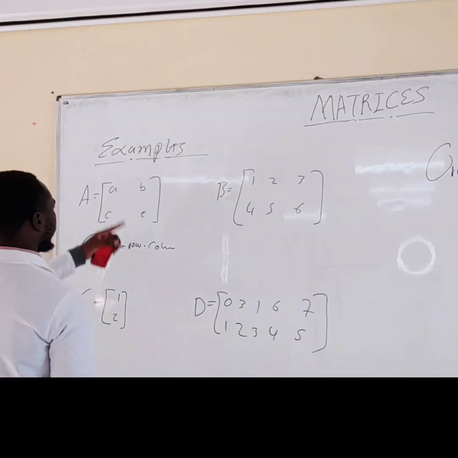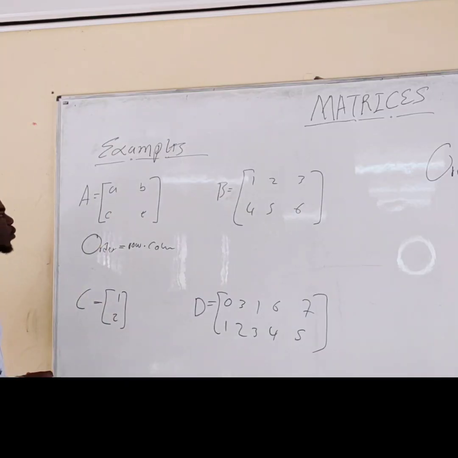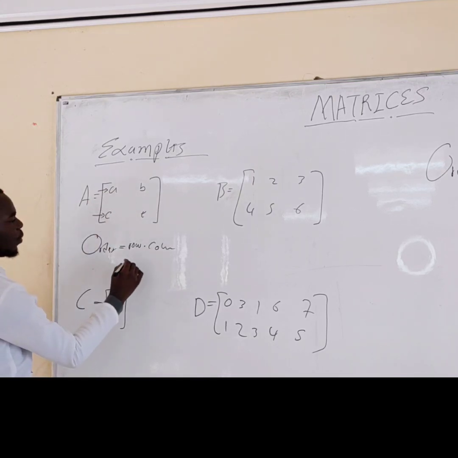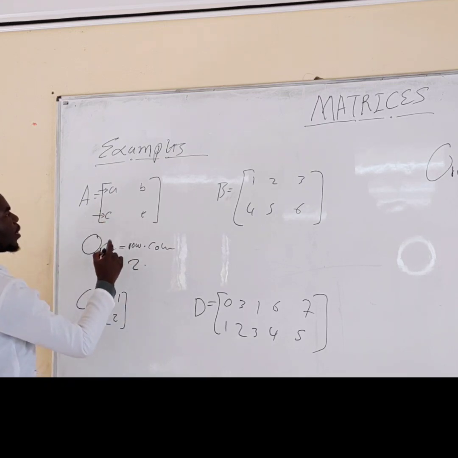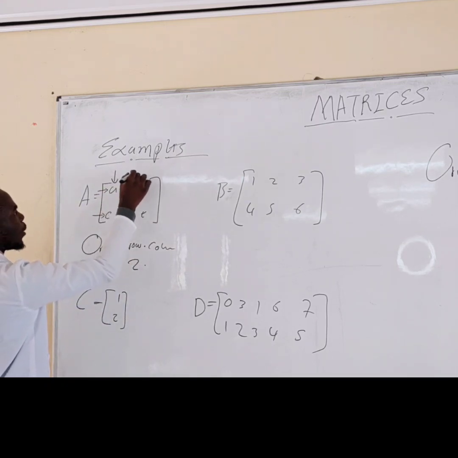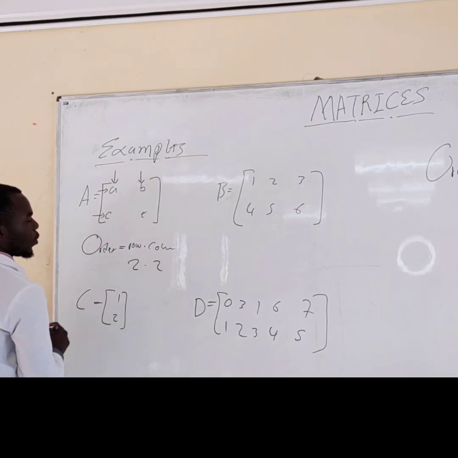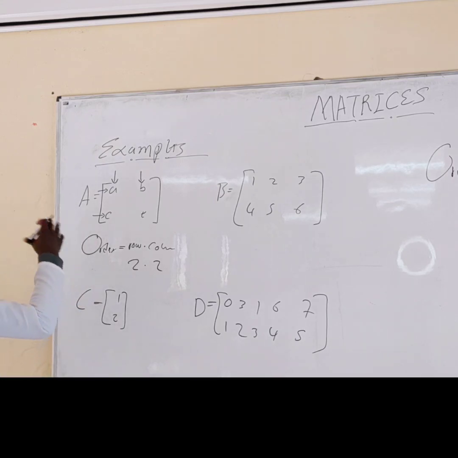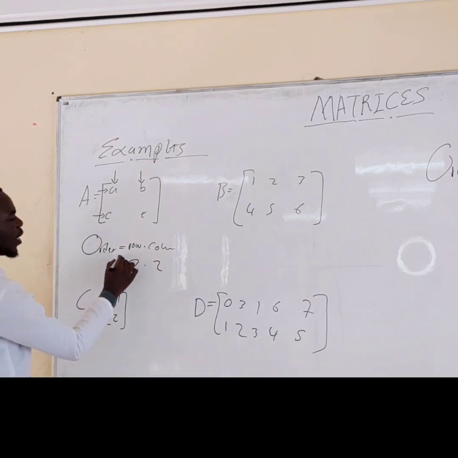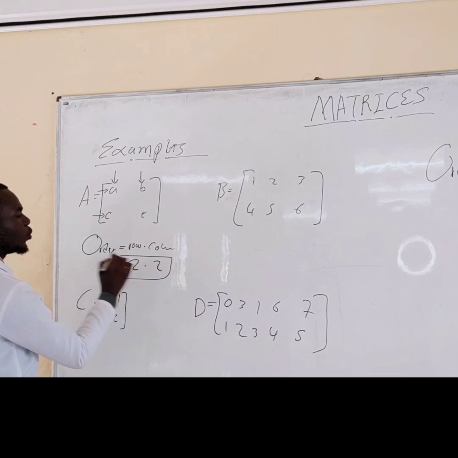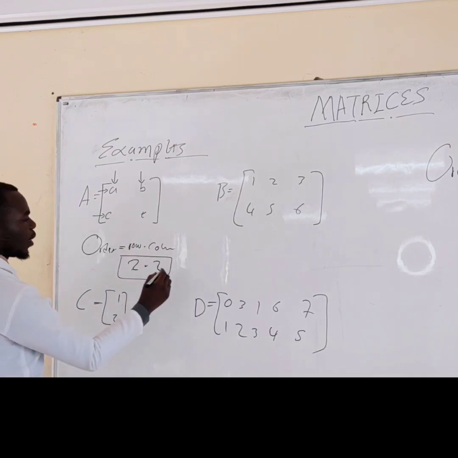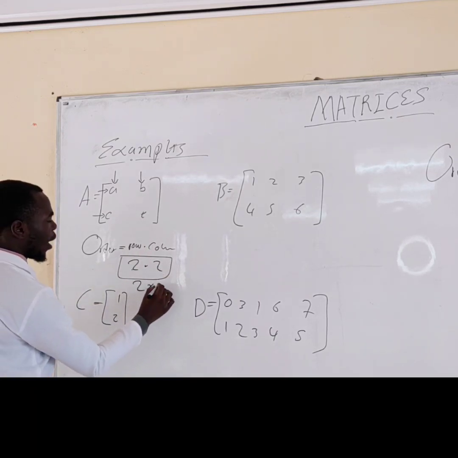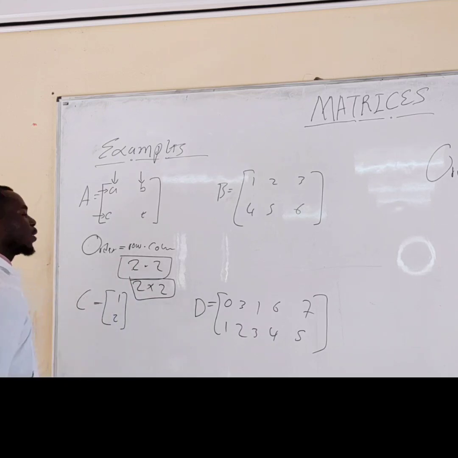So here we have row by column. How many rows do we have? We have 1, 2, so I'm going to write 2. Then how many columns? We have 1, 2. So the order of this matrix is 2 by 2. If you want, you can just write it 2 by 2.